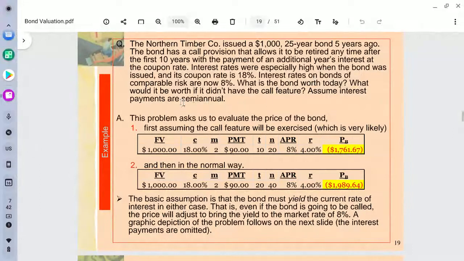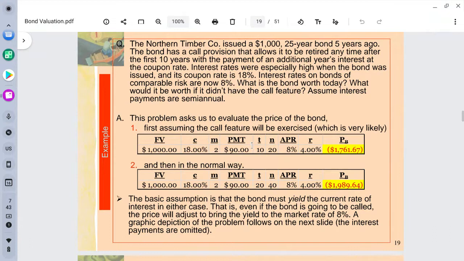Interest rates on bonds of comparable risk are now 8%. What does this mean? That's the discount rate. 5 years ago it was very high, but currently interest rates went down, so the discount rate is now 8%. What is the bond worth today? What would it be worth if it didn't have the call feature?